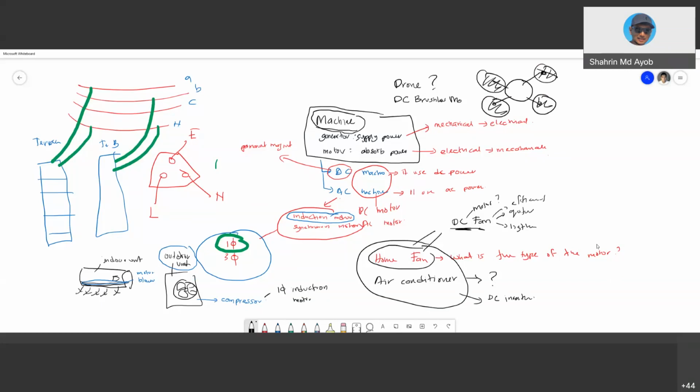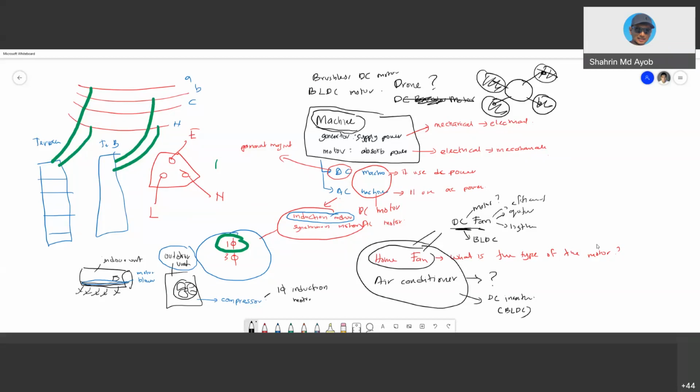This is the brushless DC motor. Actually, all these fans, for example the DC fan, are what we call brushless DC. We call this a brushless DC motor, in short form a BLDC motor. Meaning that this DC fan is a BLDC, and this is also BLDC. But it is not a DC motor.